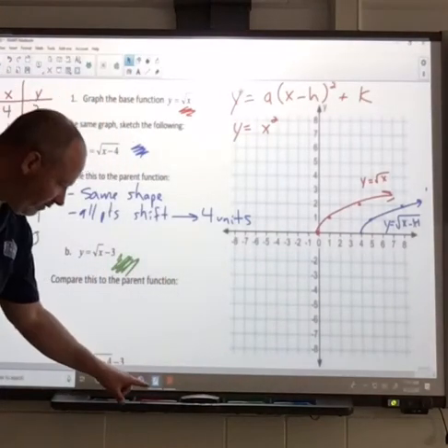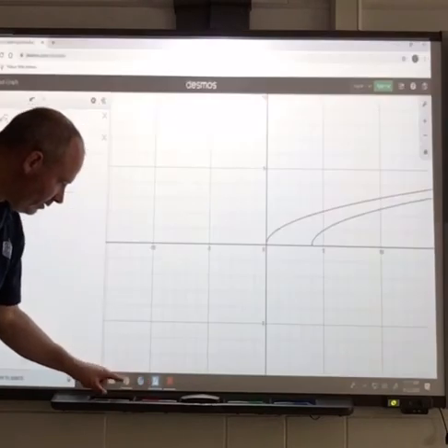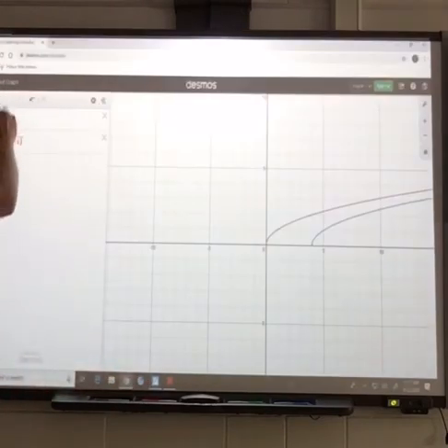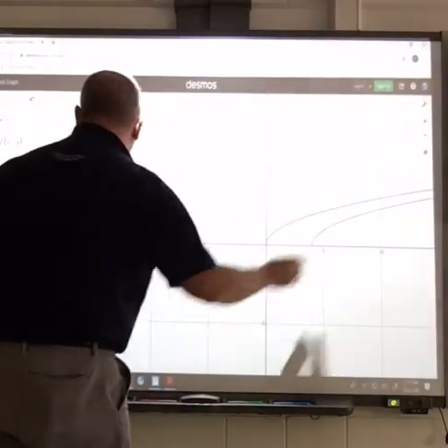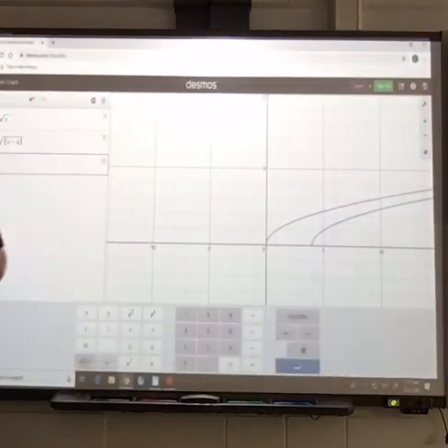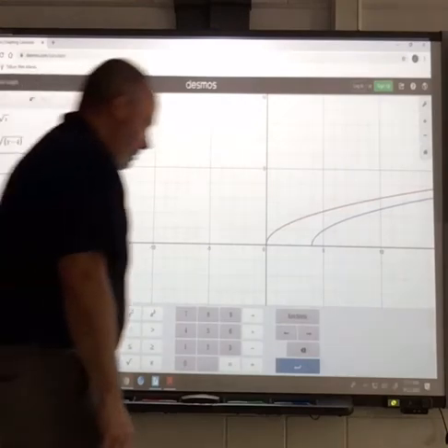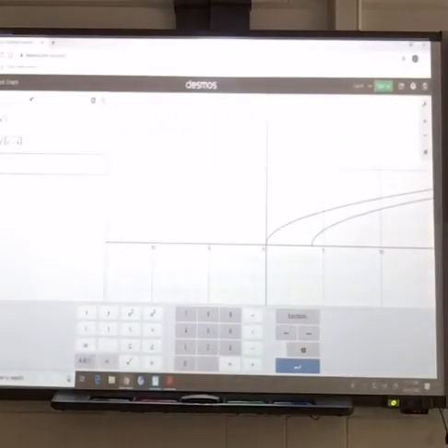Let's go all the way over to Desmos. Okay? And I've got these two functions already in here, so this is the graph that we just sketched over here in red and blue. And the next one that we're going to do, I don't know if I can change that color. I think I've got to go over here and change the color. And I can't see it on the smart board.